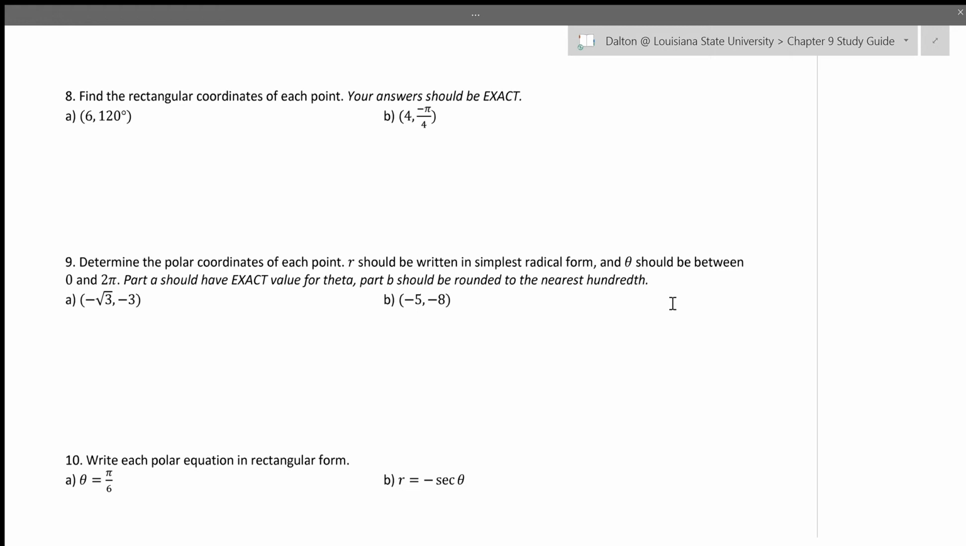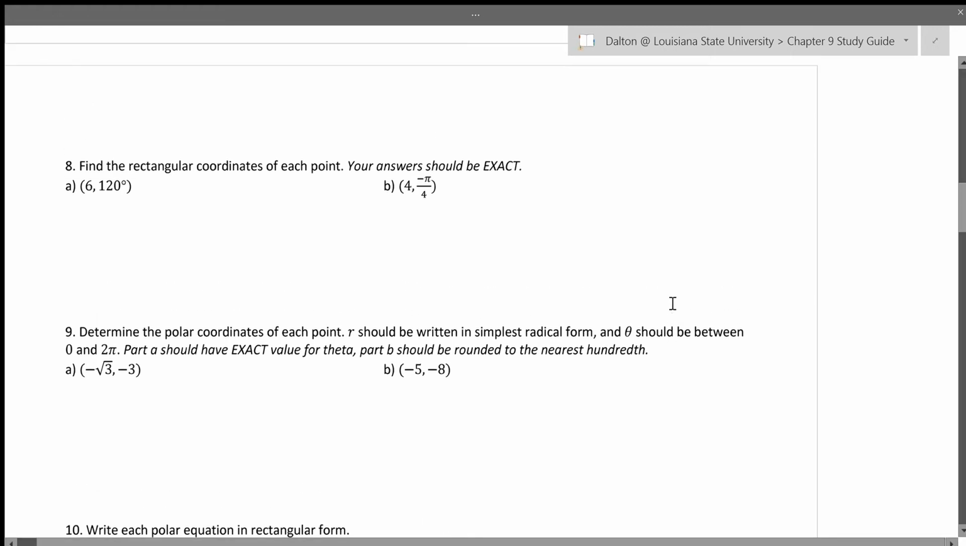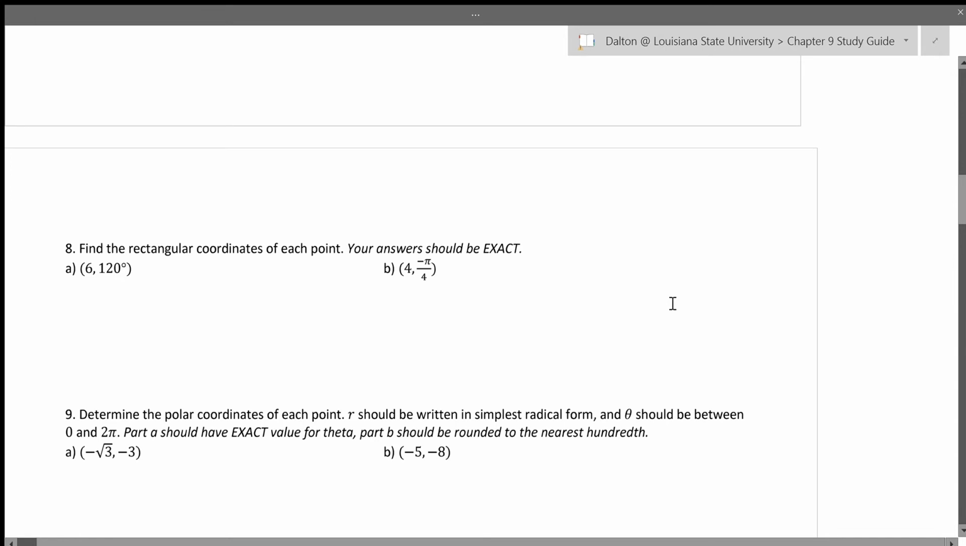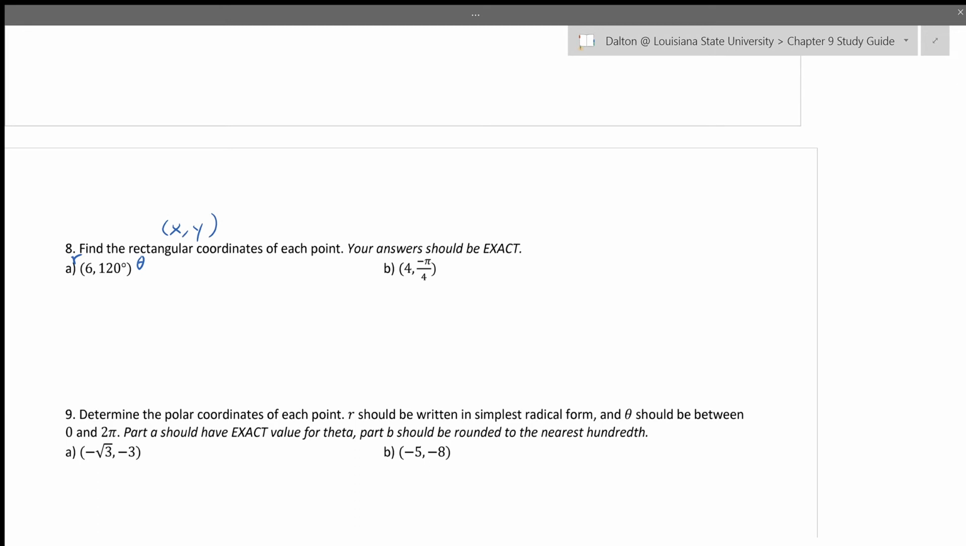Okay, so for part A, I'm giving you polar coordinates, right? Because anytime you see degrees, or in the other case of example B, you've got pi, so you know that's a radian. This is r and this is theta. Okay, 6 is r, 120 is theta. And if I ask you for the rectangular coordinates, I want them in the form x comma y like this. So what we're going to do is use our equations from number 7.